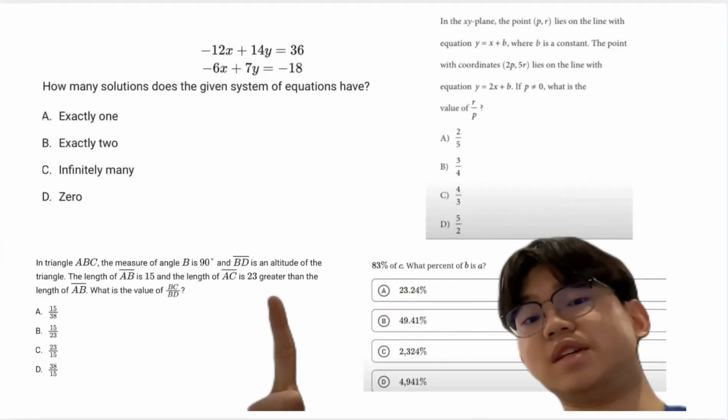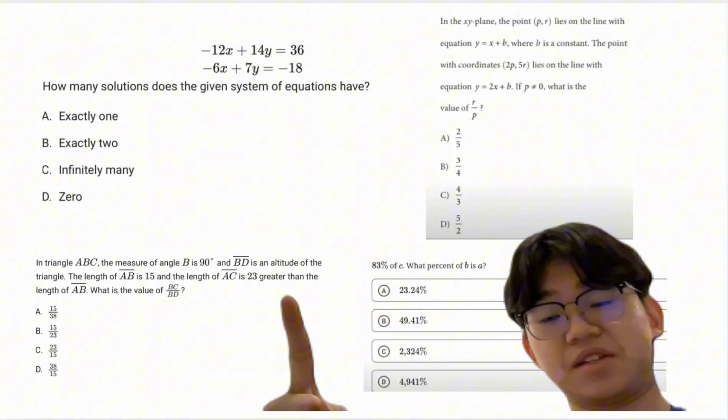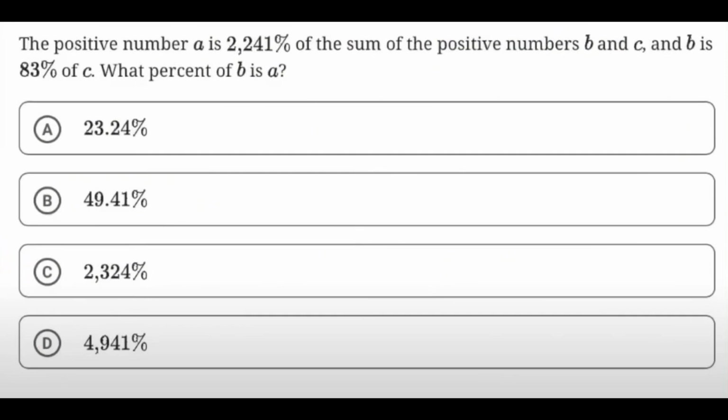Can you solve these SAT questions in under 30 seconds? Okay, so I'm pretty sure that the majority of people will struggle on this question and will take a lot of time, but I'll show you guys how to use decimals to solve this in under 30 seconds.